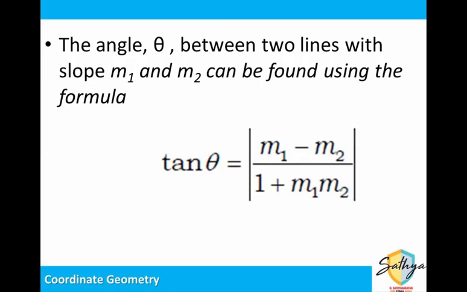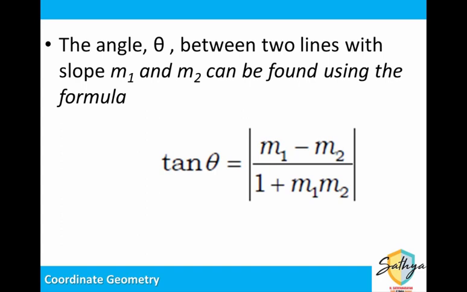Now, we have understood the concept of slope before, where we had seen that the slope tan theta is y2 minus y1 upon x2 minus x1. Now, if we do not have the coordinates but we know the value of the slopes of the lines, then also we can say that if the angle between two lines is theta, then tan theta is modulus m1 minus m2 upon 1 plus m1 m2.